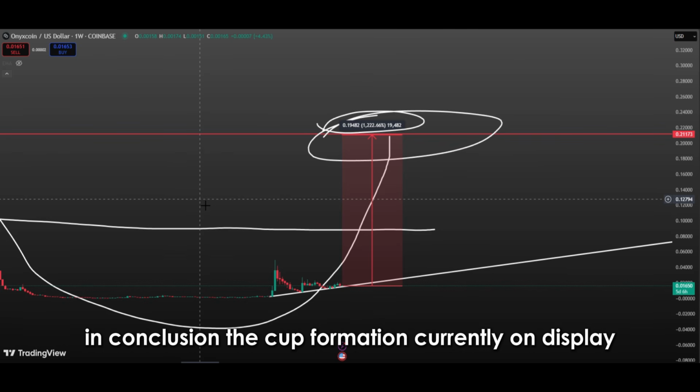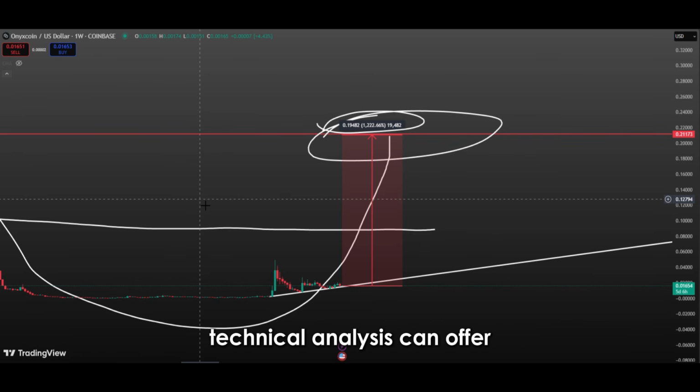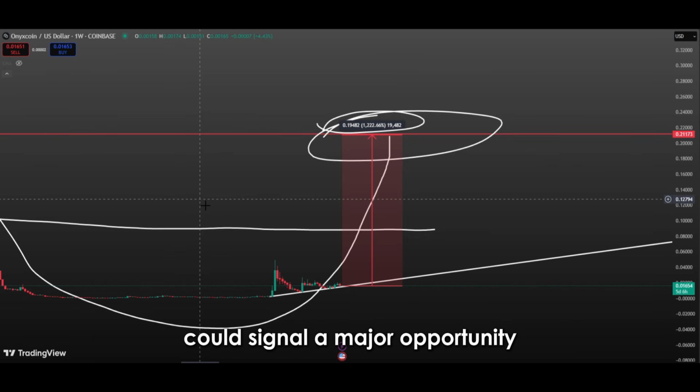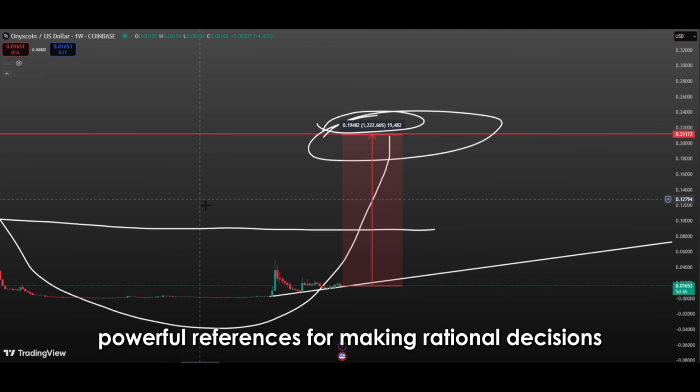In conclusion, the cup formation currently on display is one of the strongest structures technical analysis can offer. Its symmetry, rising volume, upward price stability, and the potential 12x target could signal a major opportunity for investors. Of course, the crypto market is volatile and risky, but such technical structures provide powerful references for making rational decisions.